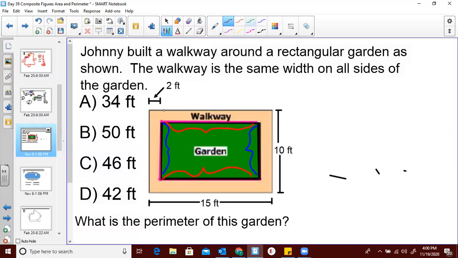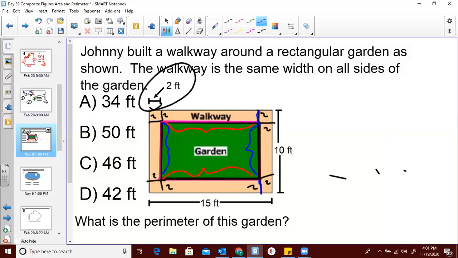Well, we get this big hint here, and that is that the walkway is 2 feet wide, right? So that means we have 2 feet here, 2 feet here, 2 feet here, 2 feet here, 2 feet here, 2 feet here. Everywhere there's a corner, I can extend that line and draw 2 feet, just like we did earlier, right? So I know that I have 2 feet right here and 2 feet right here.